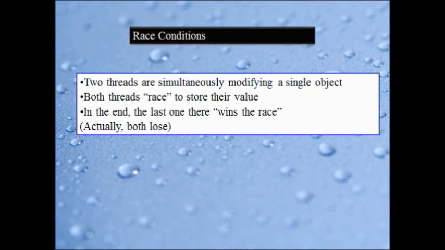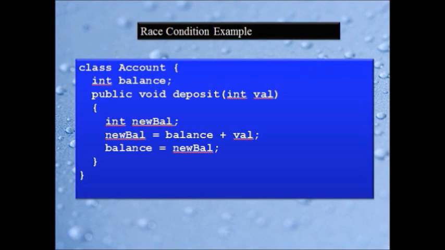Race conditions. Two threads are simultaneously modifying a single object. Both threads race to store their value. In the end, the last one there wins the race. Actually, both lose. Here is an example of a race condition. Let's go through it.